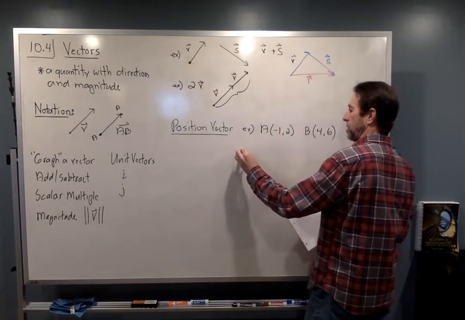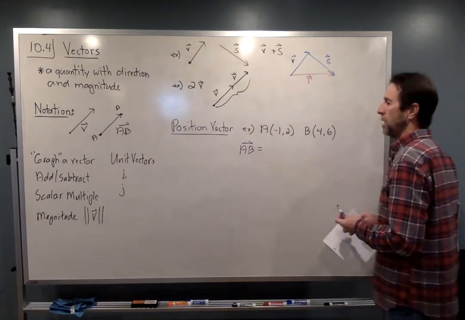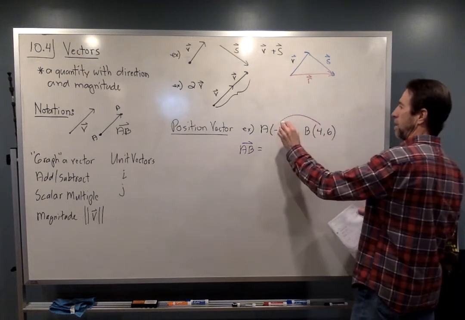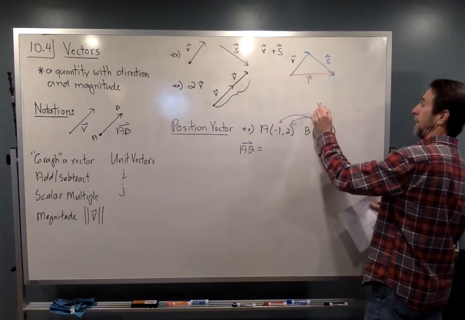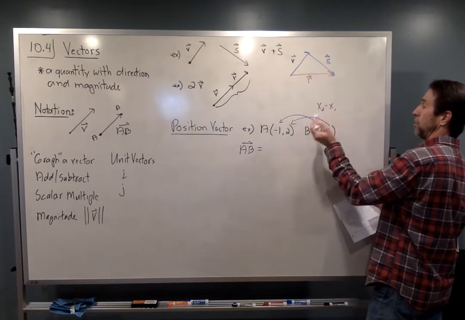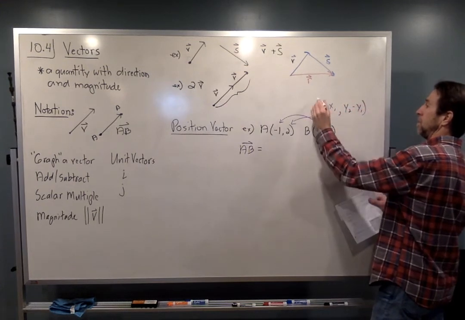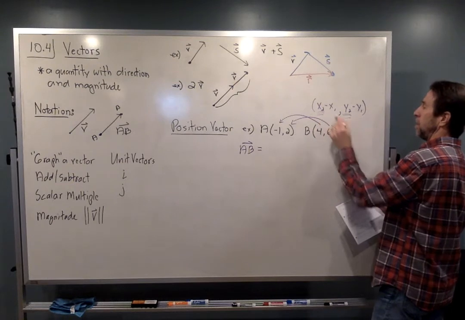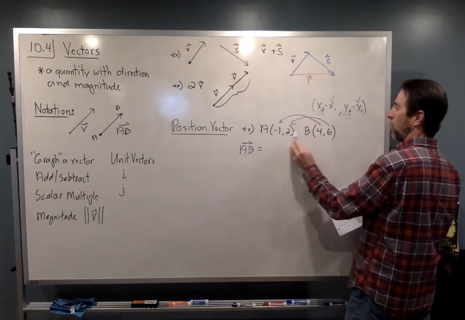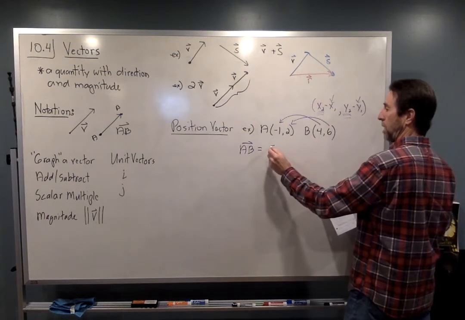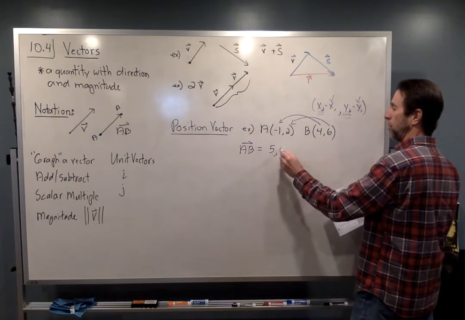Well, the position vector for AB is nothing more than basically the subtraction of its components. So we could think of it as x2 minus x1 is the new x, and then y2 minus y1. So this is where you want to end up, and this is where you start. In this case, it's going to be 4 minus negative 1, which would be 5, and then 6 minus 2, which would be 4.